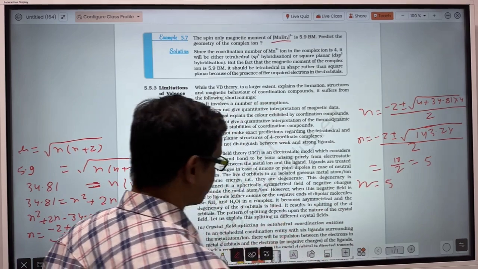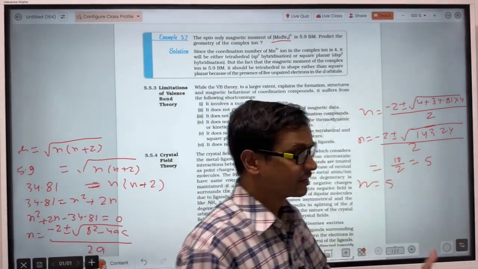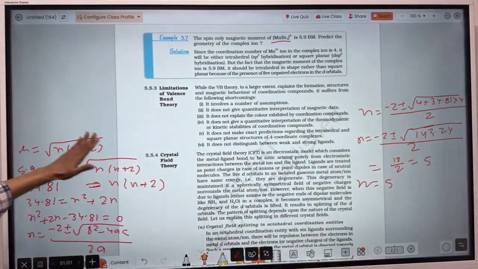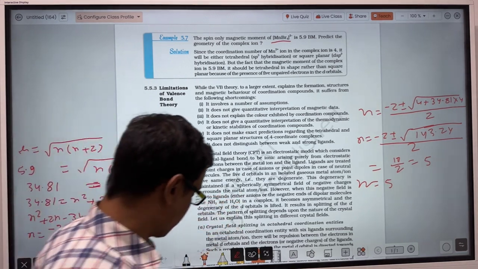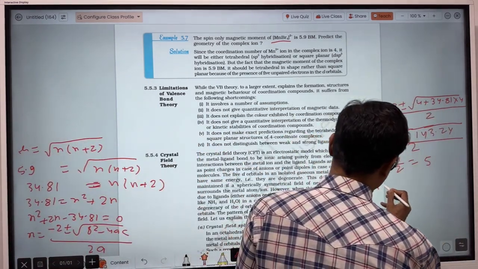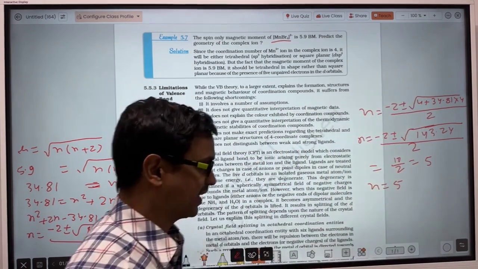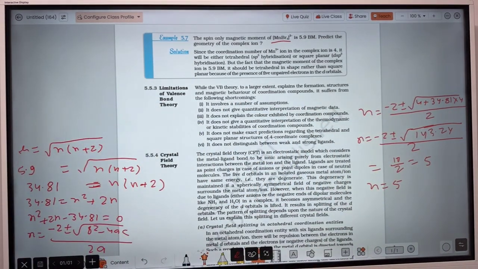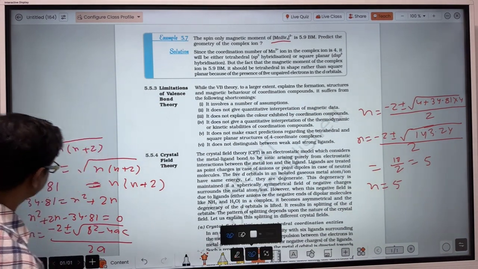So how is the bonding taking place here? Till here, I think it is clear, how I have calculated the number of unpaired electrons. That means in the manganese, the number of unpaired electrons is 5. So how does the bonding take place? Let's see.